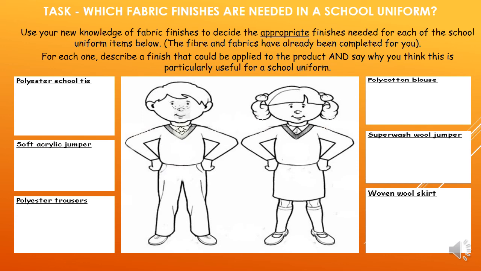Think about the properties of wool and what normally happens if you try and wash wool. And then lastly, a woven wool skirt. So that's getting you to think about why you would choose something that is woven rather than knitted. So you need to think about which finishes could be added to each of these. Some of them might need more than one, and it's really important you say why.